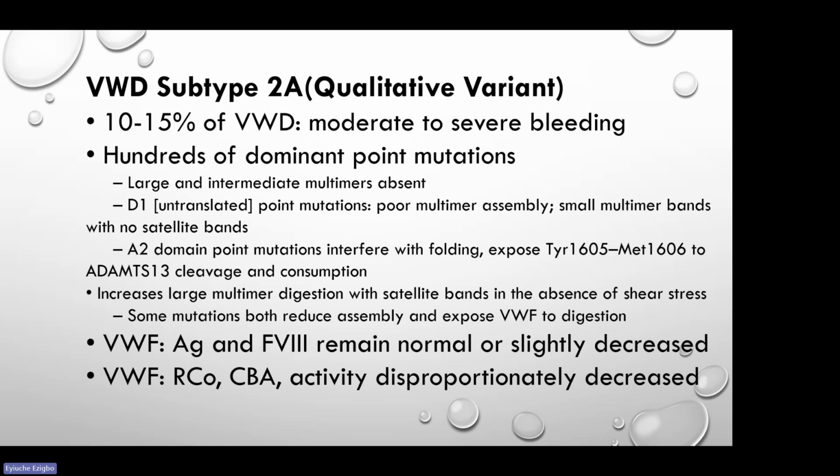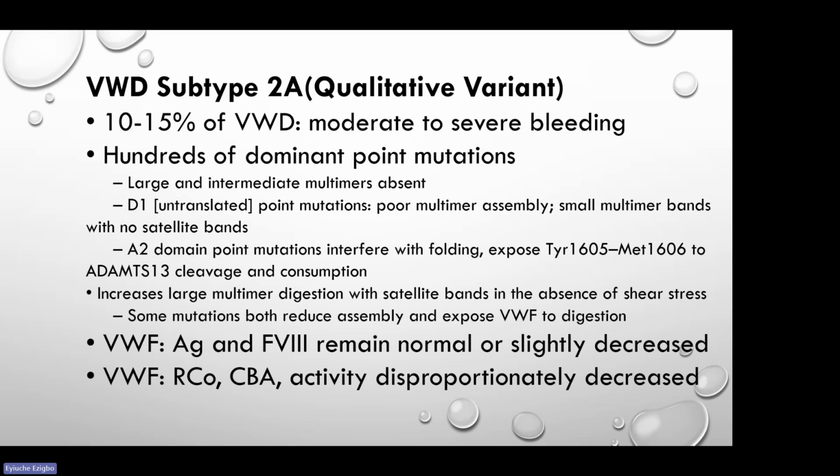There are hundreds of dominant mutations in individuals with this type of von Willebrand disease. Large and intermediate multimers are absent. There are mutations in the D1 region of the von Willebrand factor domain, poor multimer assembly, small multimer bands with no satellite bands, and D3 domain point mutations interfere with folding. These are the molecular changes that happen.